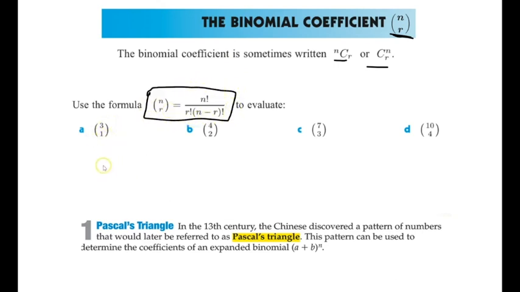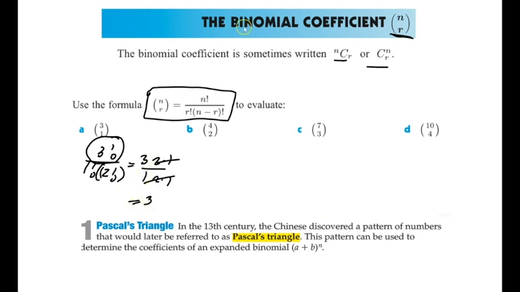Let's say I give you 3 over 1. So based on the formula, it's going to be 3 factorial over the bottom one, 1 factorial, times 3 minus 1, which is 2 factorial. Now the way we break this up is always the same way. You work with the higher number first. So 3 times 2 times 1 over 1 factorial, which is just 1. 2 factorial is 2 times 1. Hey, these cancel. 3 over 1 is just 3.